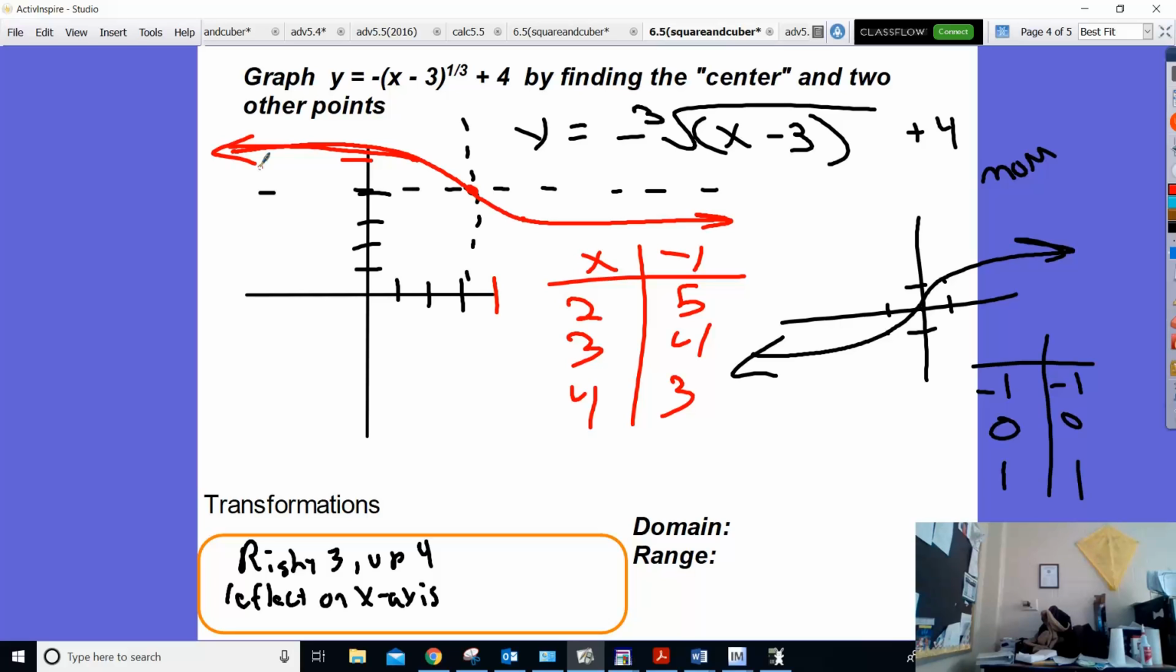Anybody got questions on it? What most kids struggle with again is tables. What's the domain and range of this thing? Same on both. Just like mom. Your x cubes, your cube roots, they're all the same.